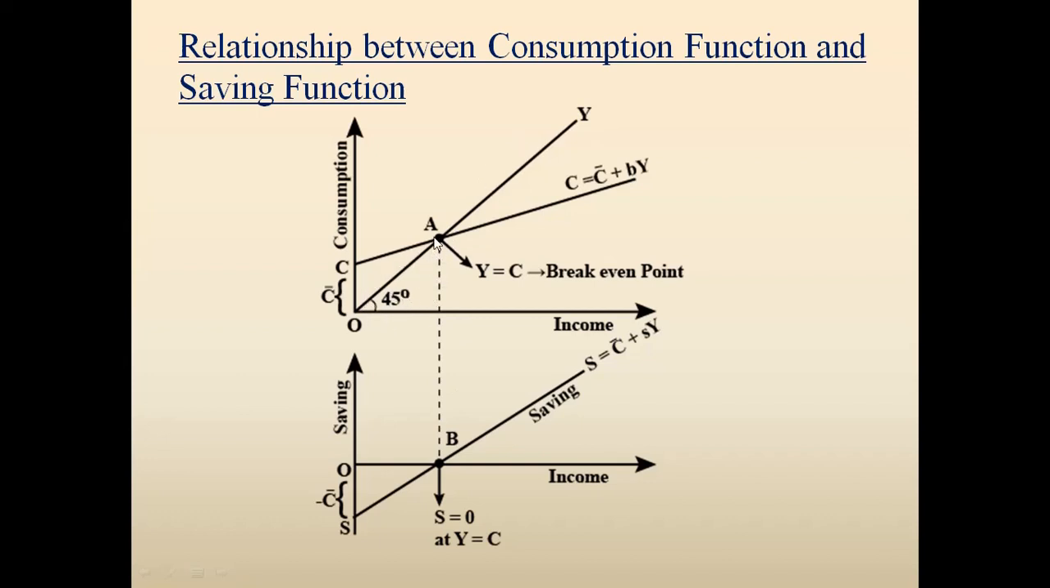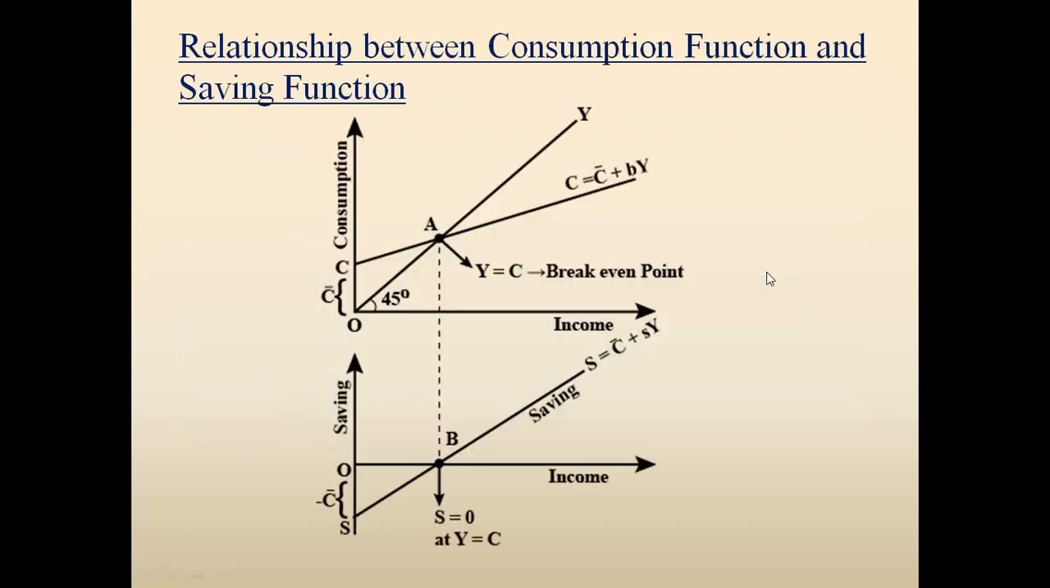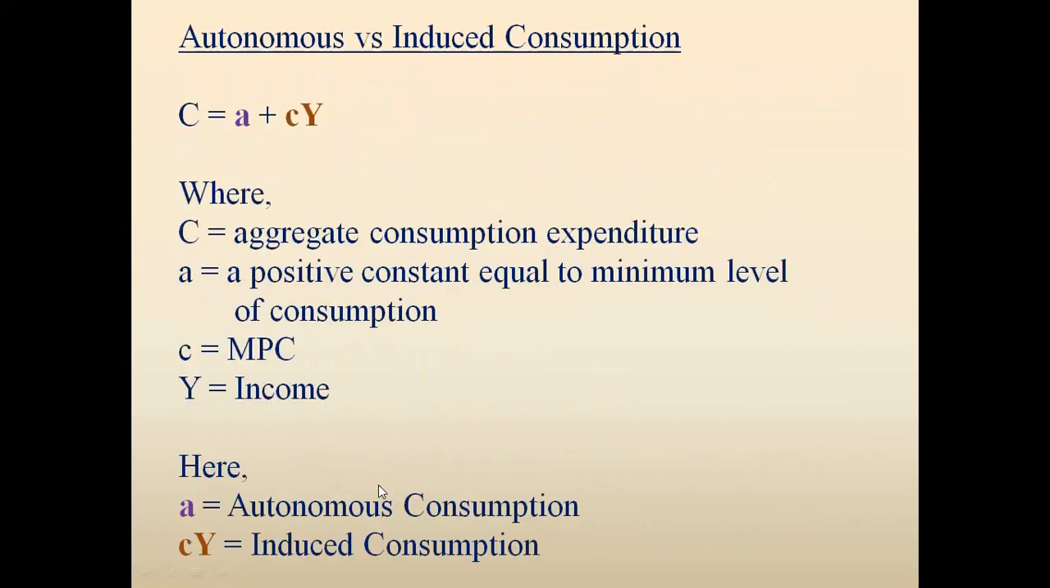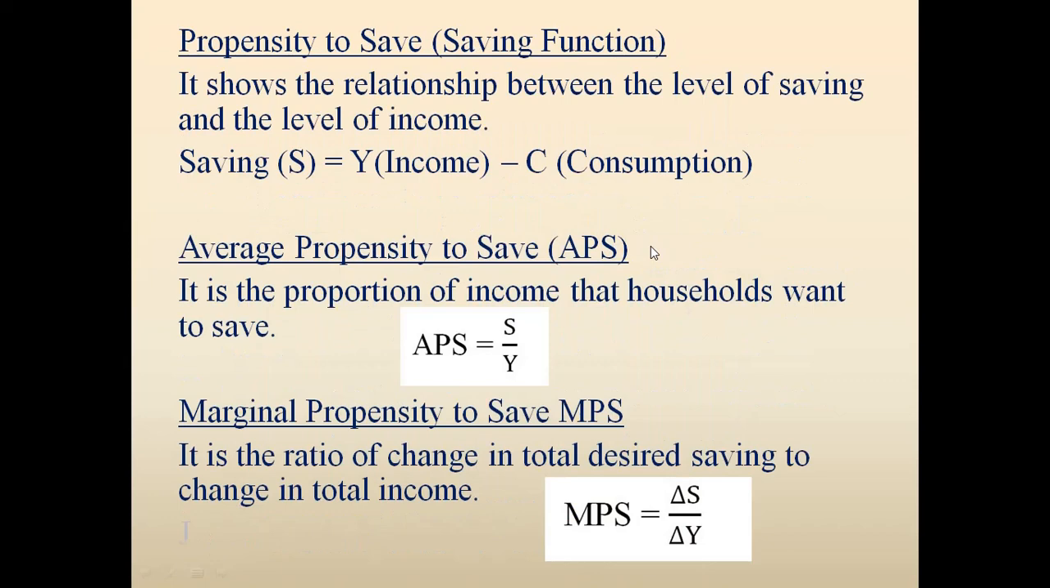When your income was less than your consumption, the saving will be negative. You can see clearly from this particular schedule that when your income was less than consumption, till this point, 0, 1, 2, 3, saving is negative. Here I have already shown you in this graph previously that this is your dis-saving, and beyond this point it will be your saving.